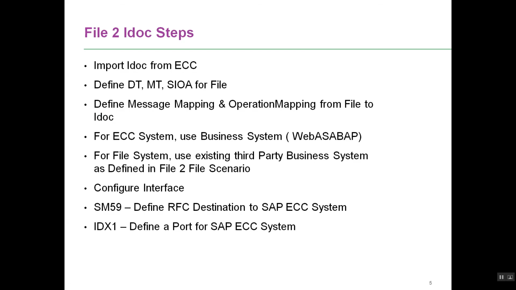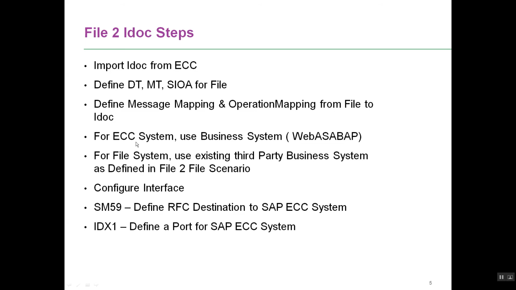Okay. So apart from that, just a summary. How do I do a file to IDOC scenario? I will first be importing the IDOC from ECC. We will be creating a data type, a message type, and a service interface. Only the outbound asynchronous service interface is something that we will be creating. We will be defining a message mapping and an operation mapping. And when we are defining this message mapping and operation mapping, we will be making sure that it is a multi-mapping. And I will show you how we do that.